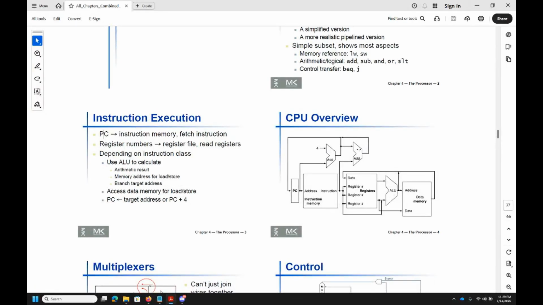So first thing is I need to know which instruction to execute. For this, I'm going to use something called the program counter. That program counter's job is to fetch the next instruction from the top of the stack and push it in, right? So it will fetch the instruction. This step is known as instruction fetch.